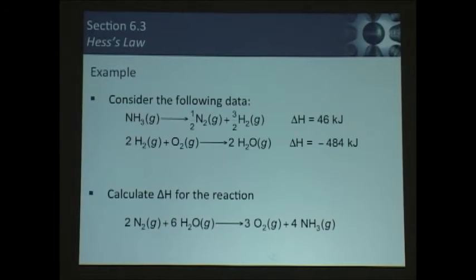So what we need to do before we start working at it is look at what is in the products and what is in the reactants. So here the reactants are nitrogen and water. Nitrogen is here and water is also here. So you can see that these are both products in the given equations. Okay, so let's look at oxygen. Oxygen is here and ammonia is here. So you can see that oxygen and ammonia are the reactants. So to begin with, you will need to reverse both equations.